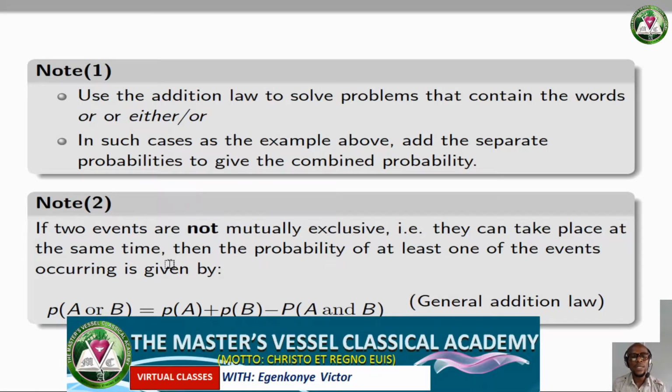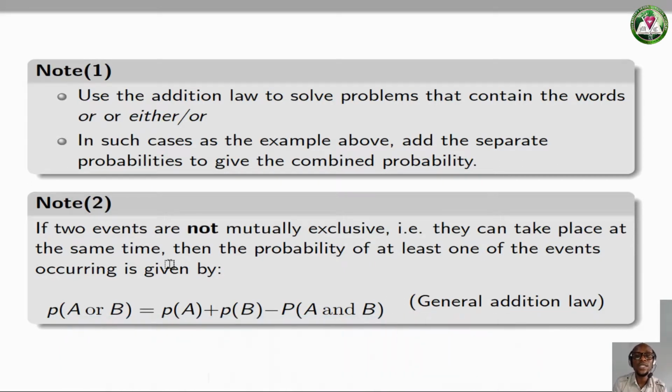Now you need to note that we can use the addition law to solve problems that involve words such as "or" and "either...or". For example, when they say find the probability of picking either a rose flower or another type of flower.